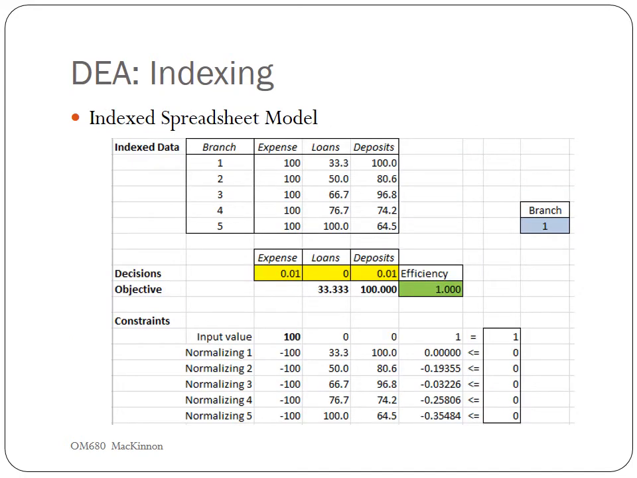So as you can see, here is our spreadsheet model using indexed values rather than the original absolute values. And the weights are going to be a little bit different because they're operating on different values from above, but essentially the results are going to be the same. Branches 1, 3, and 5 are going to be efficient. Branches 2 and 4 will not be efficient. They will have the same efficiency values.